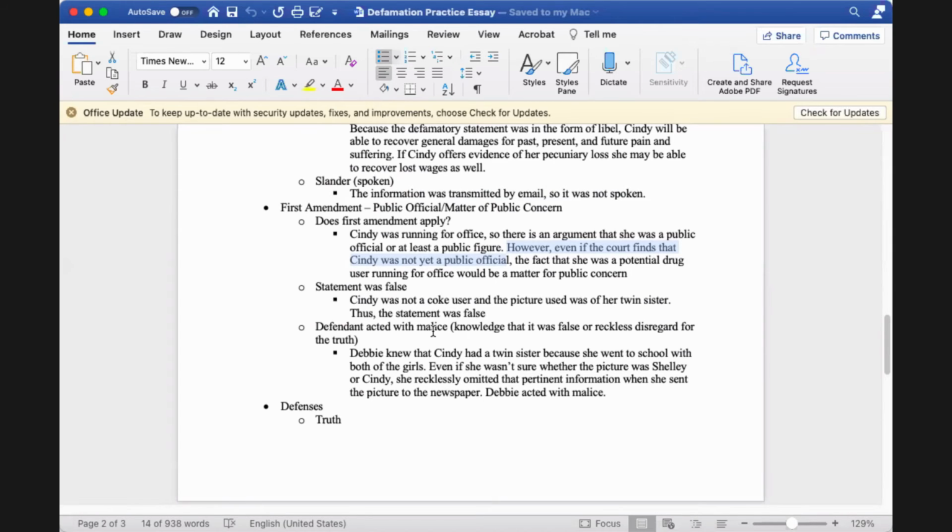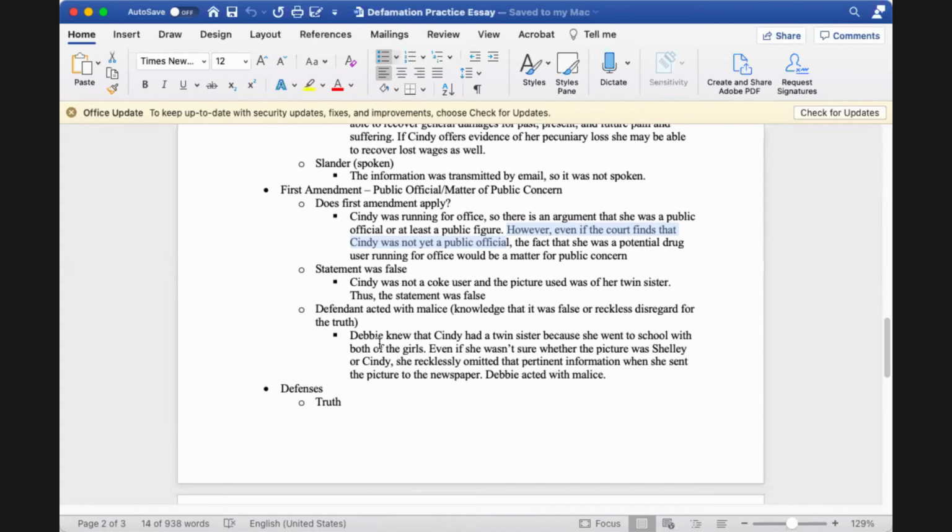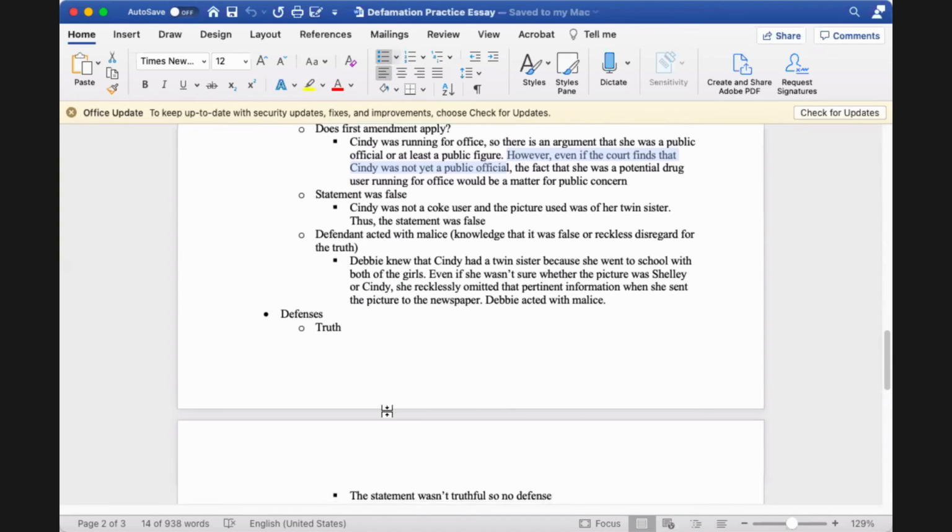The statement was false. Cindy was not a coke user, and the picture used was her twin sister. And defendant acted with malice, knowledge that it was false or reckless disregard for the truth. Debbie knew that Cindy had a twin sister because she went to school with both of them. Even if she wasn't sure whether the picture was Shelley or Cindy, she recklessly omitted that pertinent information when she sent the picture. And so the defenses are truth.